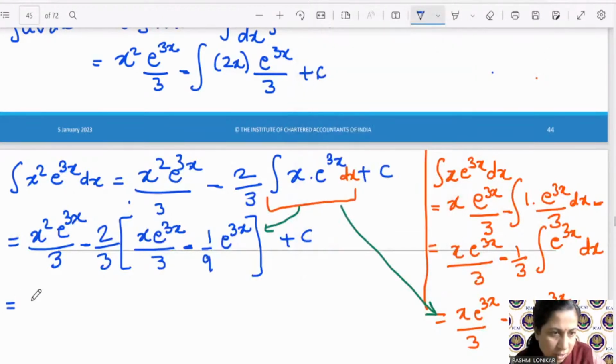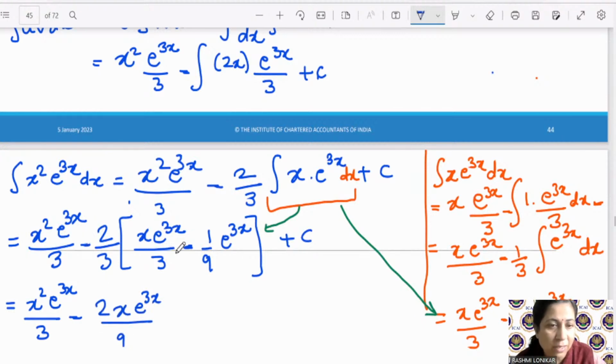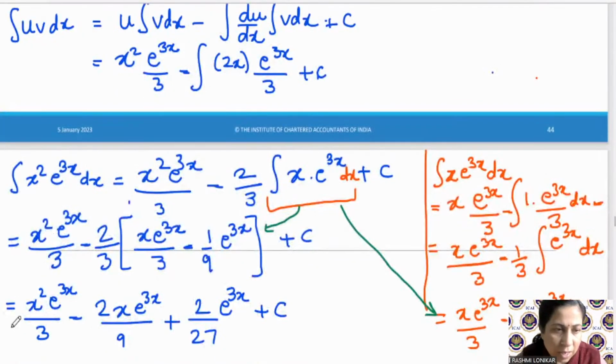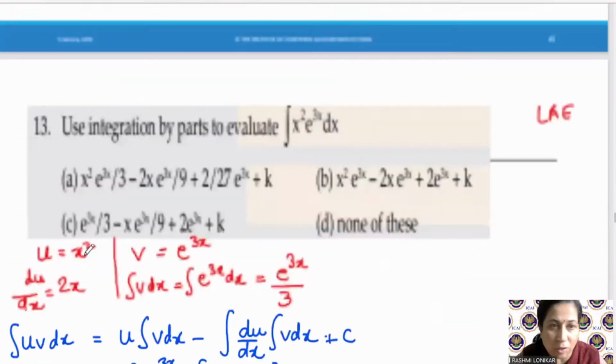Now I will open the bracket. So this is equal to x square e raised to 3x upon 3, minus 3 into 3, 9, so 2x e raised to 3x upon 9. Now this minus and this minus becomes plus, and 3 into 9 becomes 27. So plus 2 upon 27 e raised to 3x, plus c. Let's see whether we have such an answer. The first term is x square e raised to 3x upon 3.